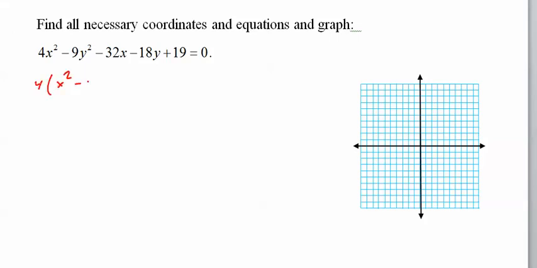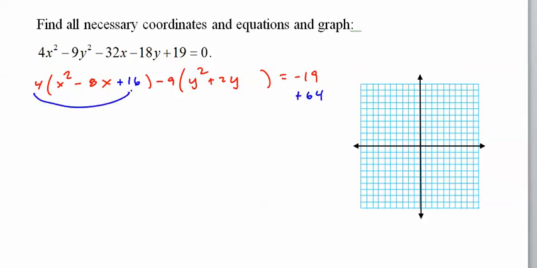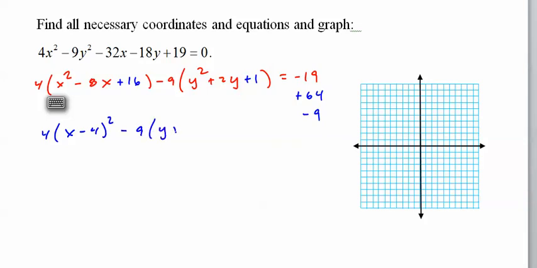In particular, this one, I'm just going to crank it out. I would warn you to watch out here. I factor out a negative 9, I get plus 2y. I complete the square, I get plus 16, but I have to add 64 because it's 4 times 16. I get plus 1, I've got to subtract 9 because it's negative 9 times 1. 4 times (x minus 4) squared minus 9 times (y plus 1) squared equals 36.